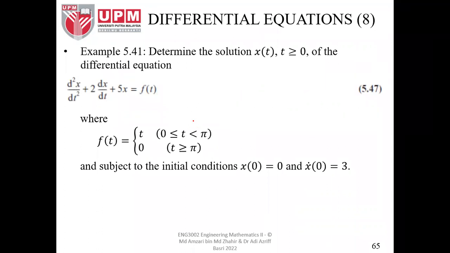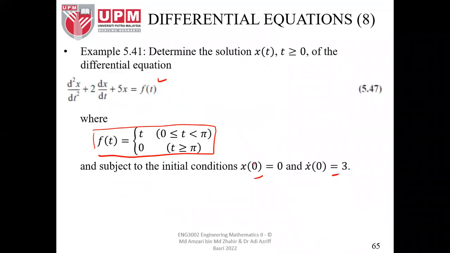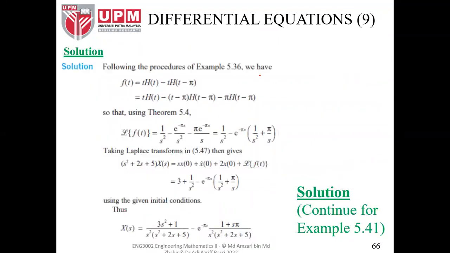Okay, so we go for the next example. In this case, you have the function d squared x over dt squared plus 2 dx over dt plus 5x equals the function f(t), where your initial conditions are x(0) is 0 and also x dot (0) becomes 3. So first thing first, in this case, we want to use the second solution, the Heaviside step function concept, so the method number 2. In order to do this one, you can refer to example 5.36, on how to do this one.